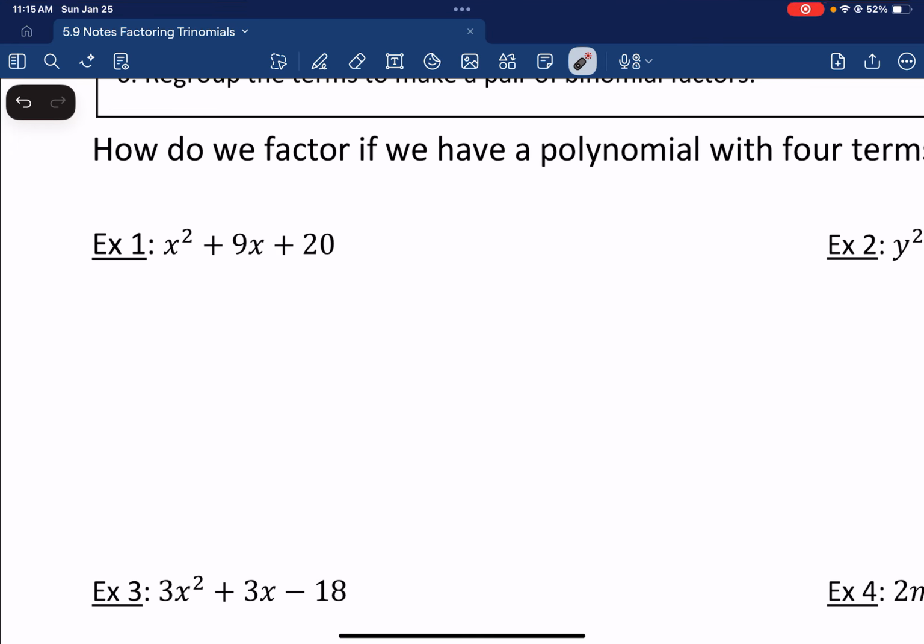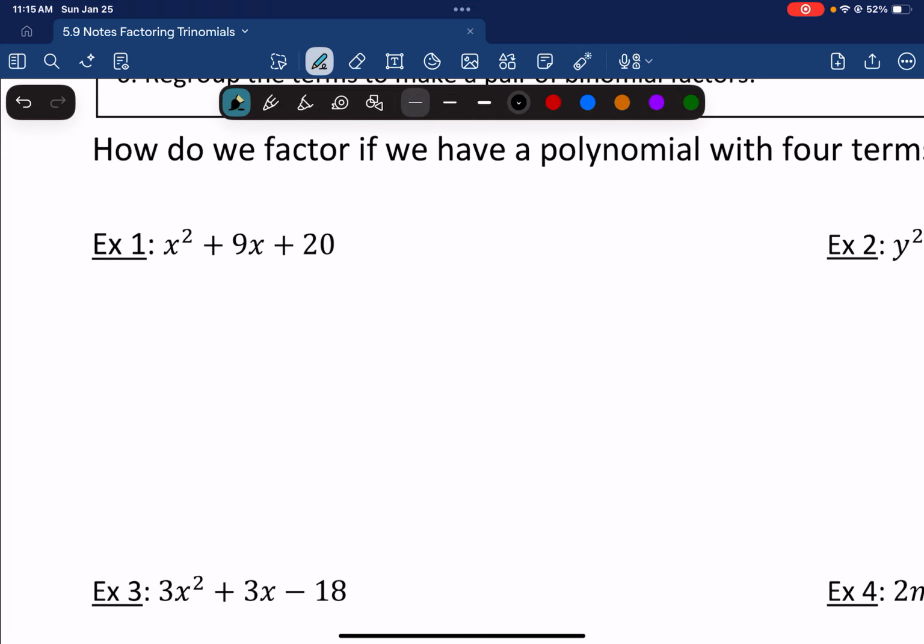The first thing that I want you to do is look for a greatest common factor. And right here we have x squared plus 9x plus 20. There's not a variable or a numerical value that I can divide all of those by, so we don't have a GCF. The next thing I want you to remember is that this is in the format of ax squared plus bx plus c. So our a value in this problem is a 1. This is an understood 1x squared term.